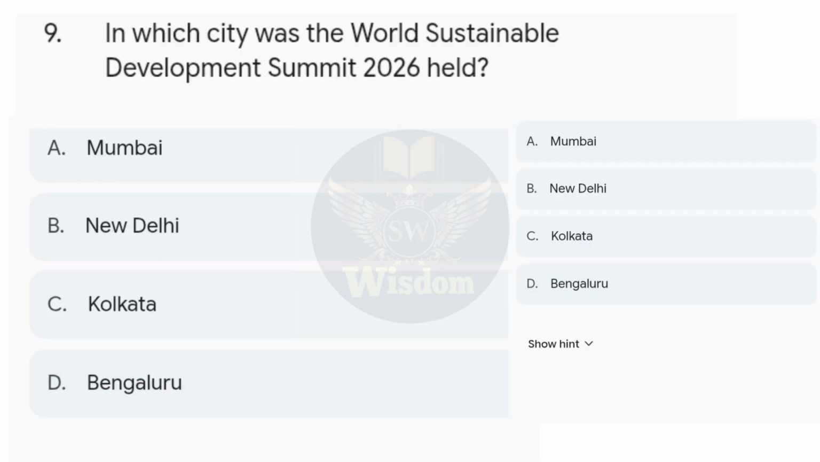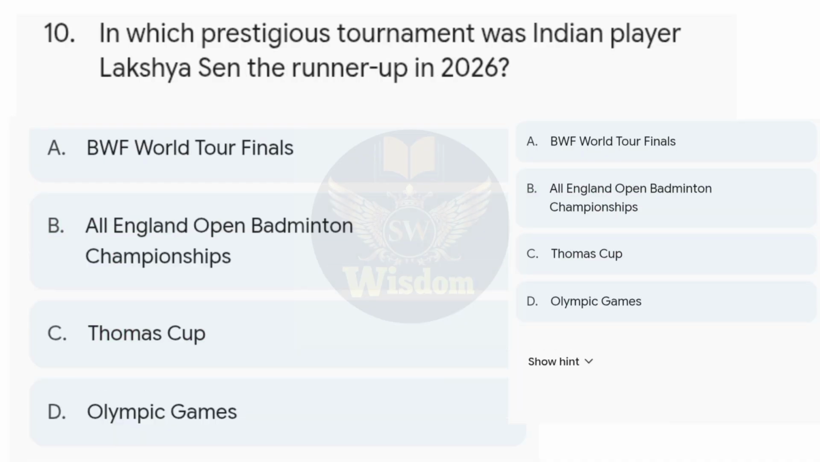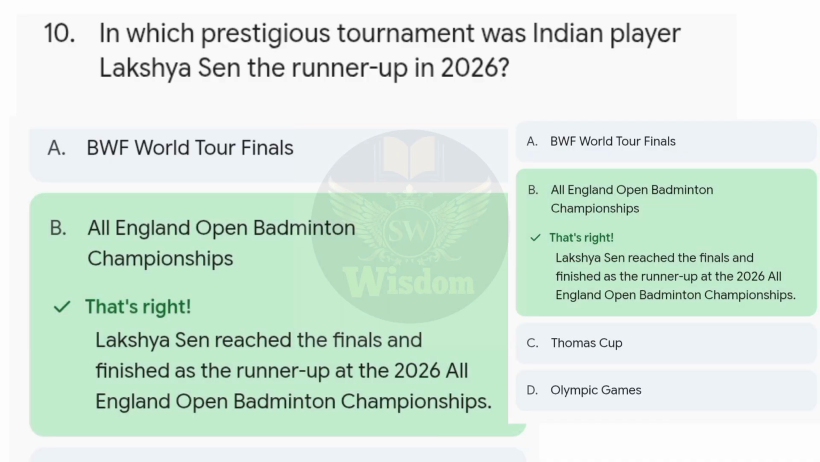Next question. In which city was the World Sustainable Development Summit 2026 held? The correct answer is option B, New Delhi. Next question. In which prestigious tournament was Indian player Lakshya Sen the runner-up in 2026? The correct answer is option B, All England Open Badminton Championship.